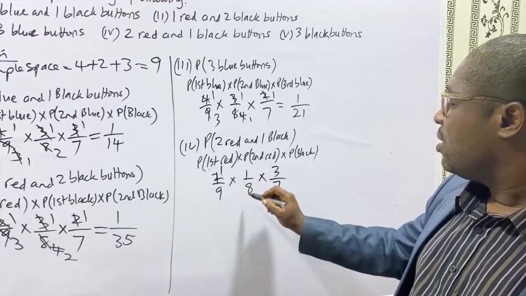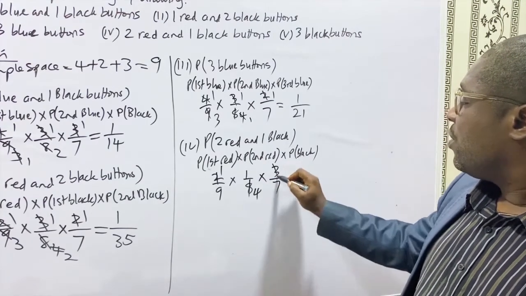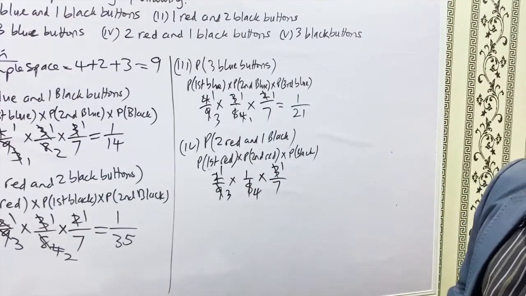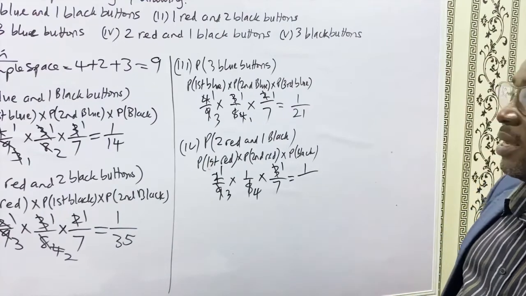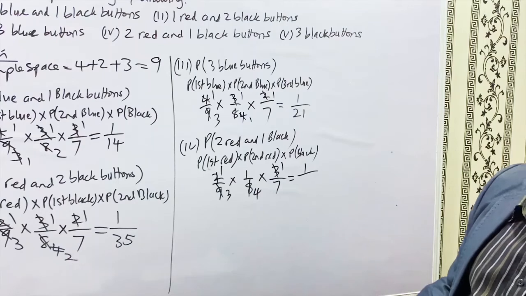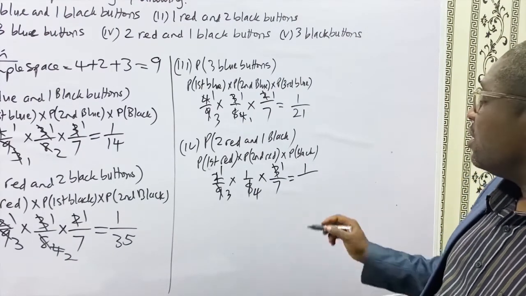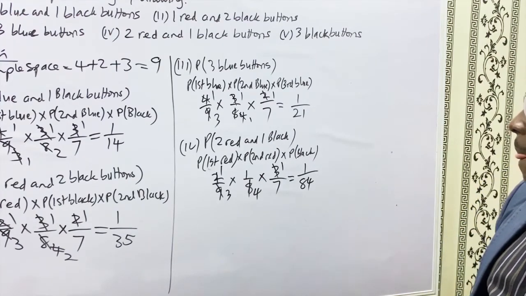3 will go here 1. 2 will go here 1. 2 will go here 4. 3 will go here 1. 3 will go here 3. So what's the answer? Our answer will now be 1 divided by 3 times 4 is 12. And 12 times 7 is 84. So you have 1 over 84.